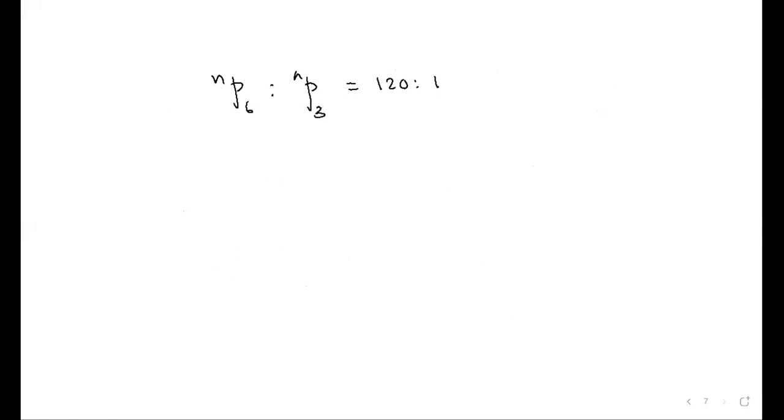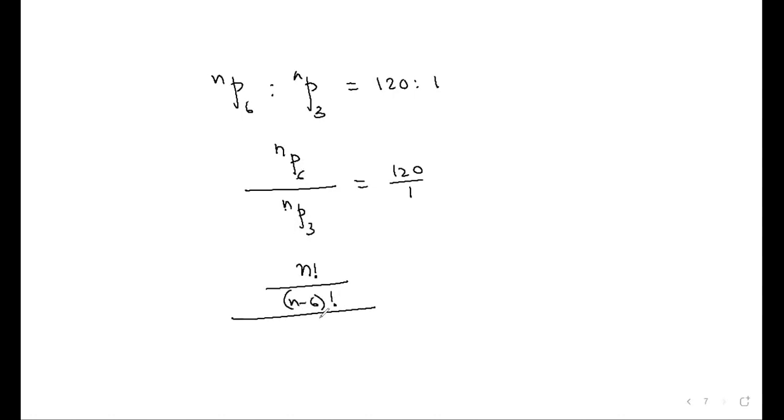Is 120 is to 1. So what can you say from this ratio? nP6 divided by nP3 is 120 divided by 1. Tell me the notation for nP6: n factorial divided by the difference (n minus 6) factorial, divided by n factorial divided by (n minus 3) factorial, is 120.